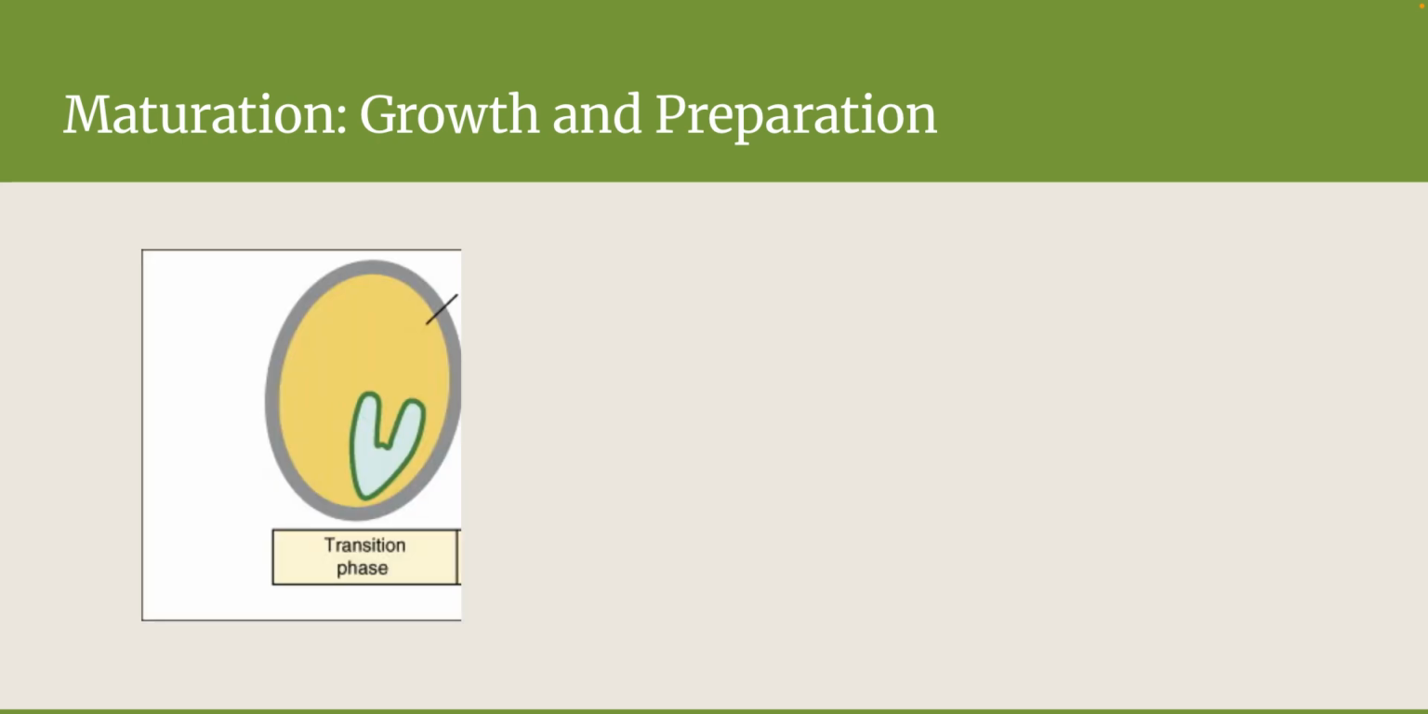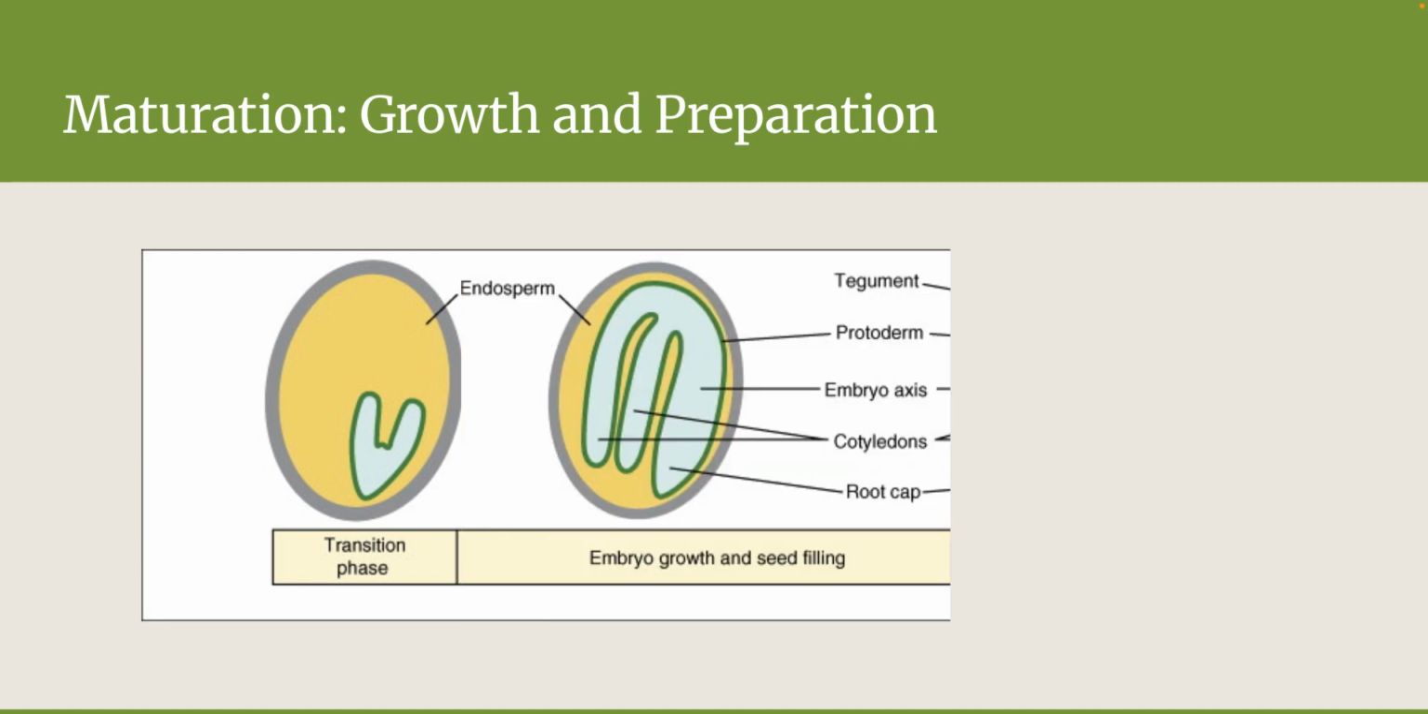Maturation is a stage where the seed undergoes growth and prepares for dormancy, ensuring that it can survive in various environmental conditions until it germinates. During the maturation process, the developing seed (filial) takes over control from the mother plant (maternal), and the embryo grows and the seed fills with nutrients.